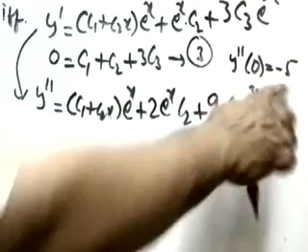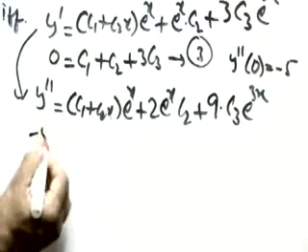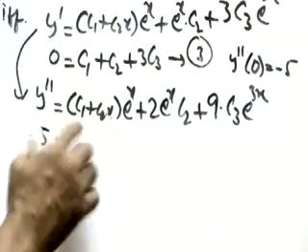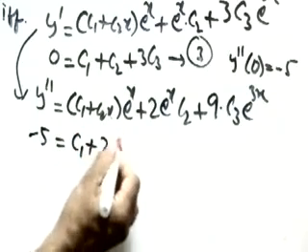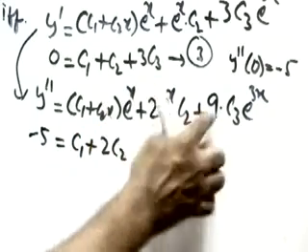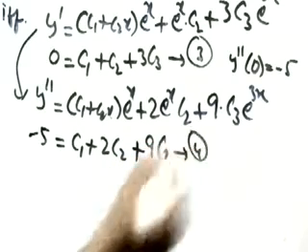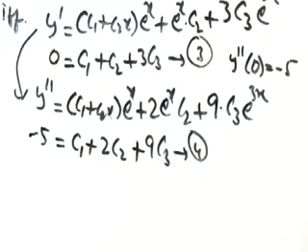What are the values? x is 0, y double dash is minus 5. So minus 5 equals, x is 0, e power 0 is 1, 1 into c1, c1, plus 2 c2 e power 0 which is 1, plus 9 c3. Let me denote this as equation 4.